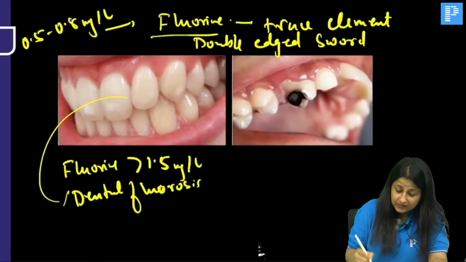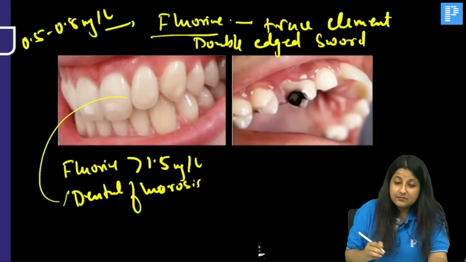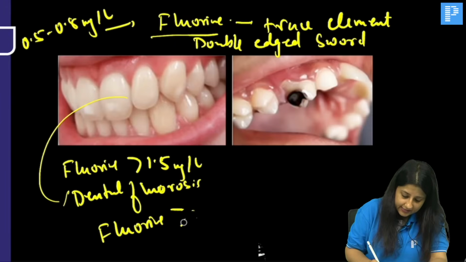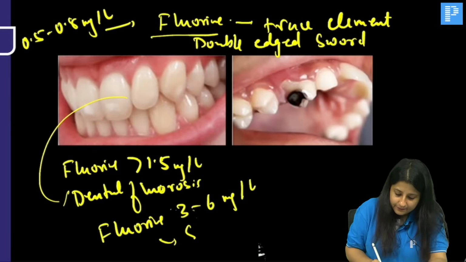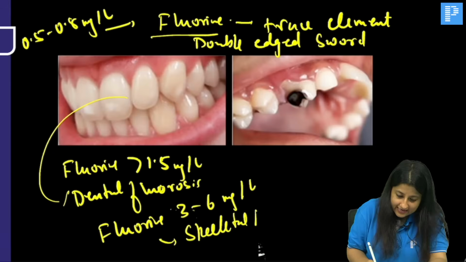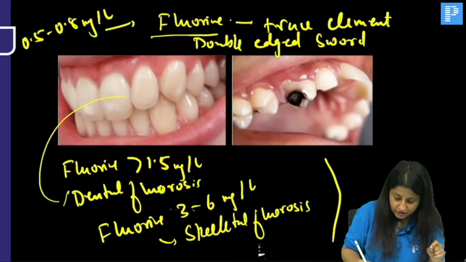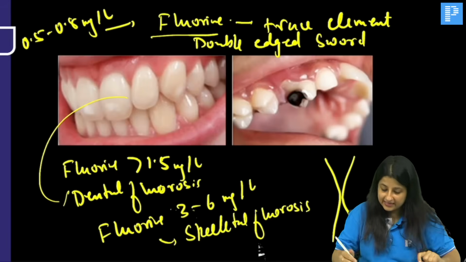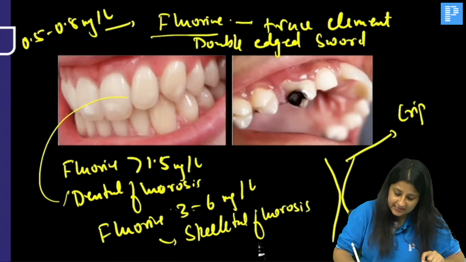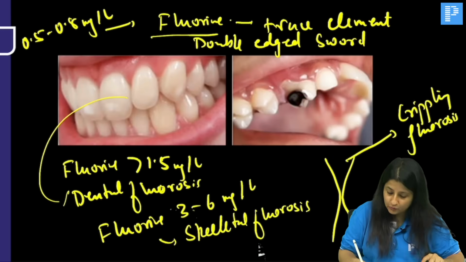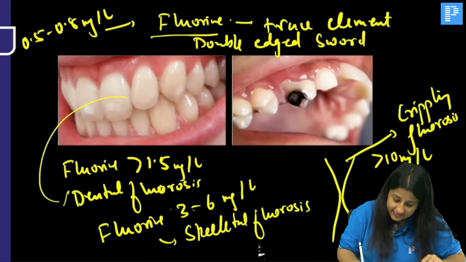ठीक है? Another thing, if fluorine in drinking water is 3 to 6 milligram, this is known as what everybody? Skeletal fluorosis. And the one that I was asking you, Genu valgum, knock knee, ये बहुत बार आ चुका है in NEET PG, FMGE exams. This is crippling fluorosis where the fluorine has become more than 10 milligram per liter.